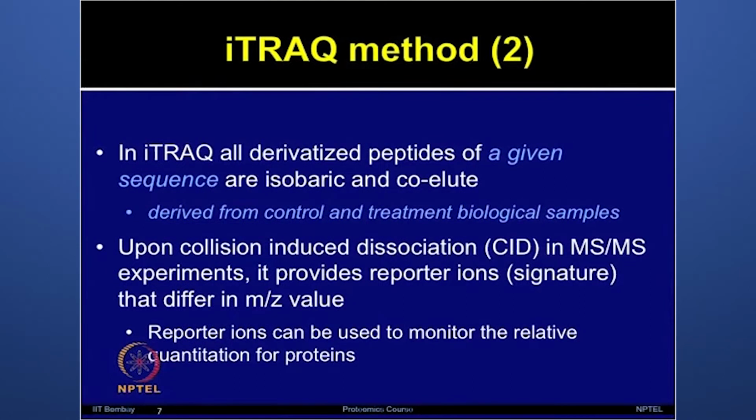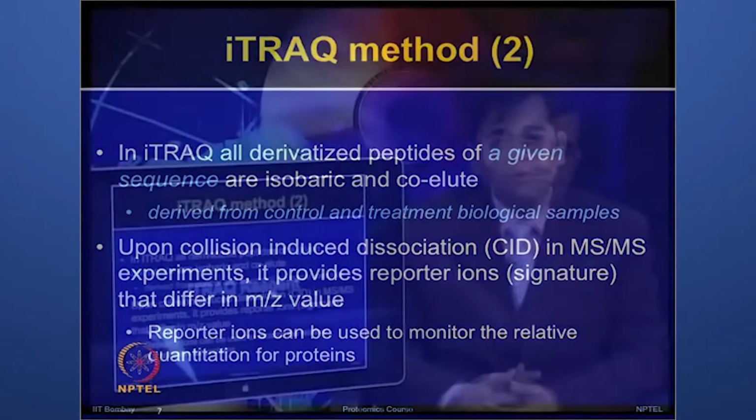In the iTRAQ method, the derivatized peptides of a given sequence are isobaric and they are co-eluted because they are derived from the control and treatment biological samples. So, in the mass spec, upon collision induced dissociation during the MS-MS experiments, it provides a reporter ion, a signature ion which differs in mass to charge ratio. So, the reporter ions are used to track the quantitation and can be used to monitor the relative quantitation for proteins. Now, we will discuss the iTRAQ reagent.